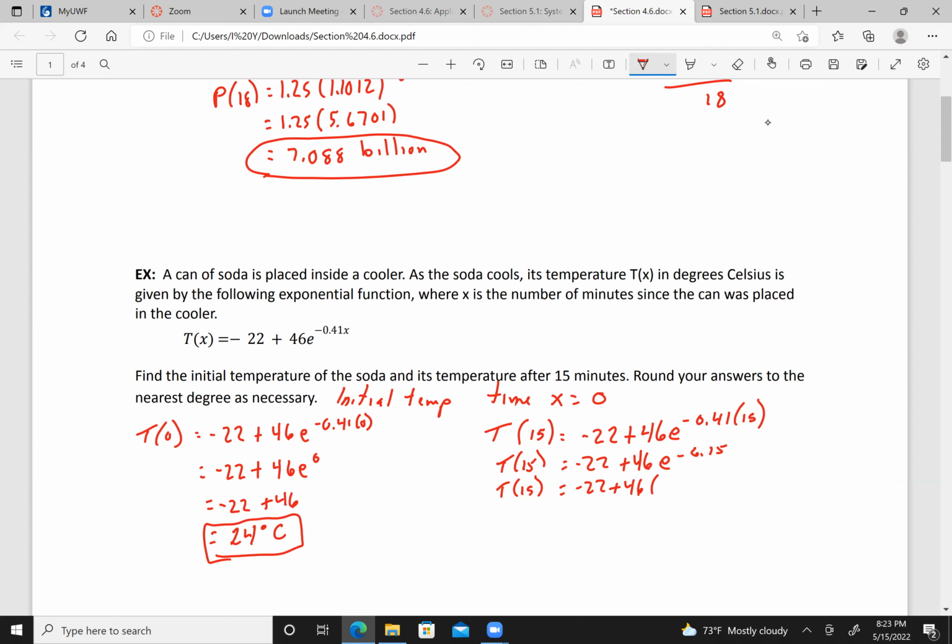So to get e to the, on my calculator, I hit second and the natural log. Now, to get negative, don't hit the subtract button. Make sure you hit the little negative button. Typically, it's down by the enter button or the equal button. So don't forget the negative, 6.15.